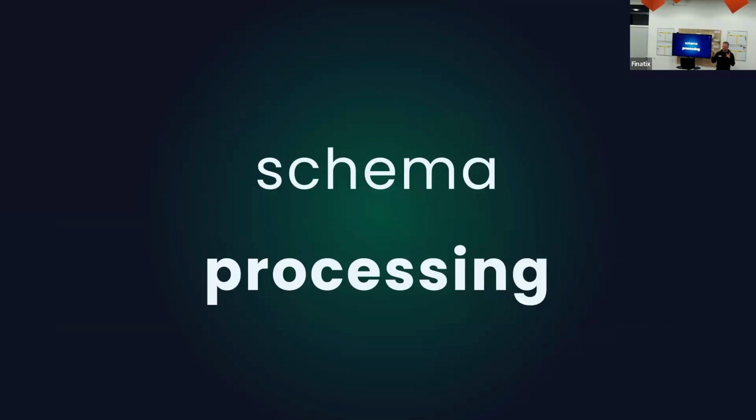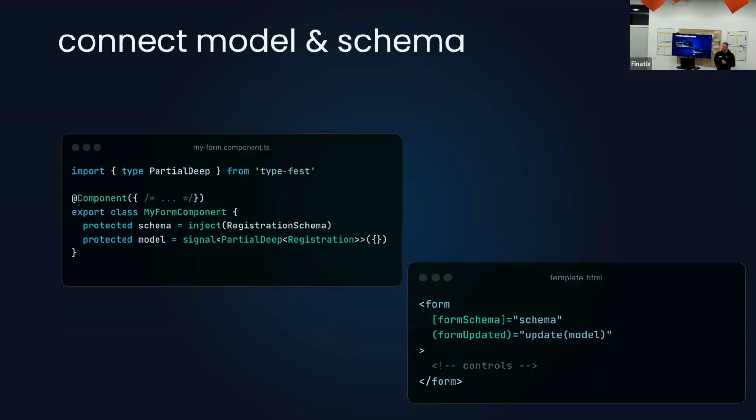So this is the schema creation process done. And you will find a more exhaustive example in the code samples that I will give you after the talk. And now our challenge is to connect this schema and the model and make everything work with our form, right? Therefore, I introduced a directive that I called form schema, and the form schema takes the schema from Valibot right away, and then it will process the schema.